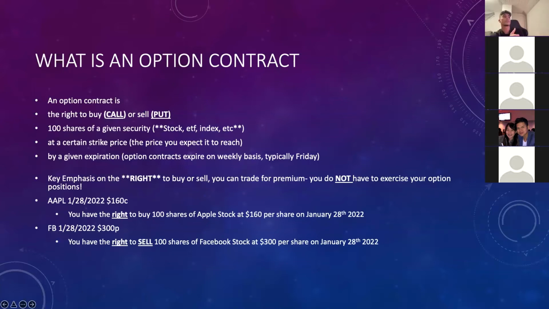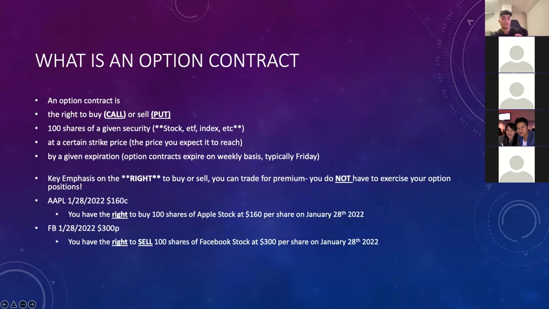Now, you can hold these contracts until expiration and execute them, or exercise, as we say, which basically is buying the 100 shares or selling the 100 shares. But for most options traders, you're not really doing that. As an example, if you were to see an Apple 1-28-2022 160 call, what you have is the right to buy 100 shares of Apple stock at $160 per share on January 28th. Now let's say you were to buy a Facebook put for the same expiration at $300. You have the right to sell 100 shares of Facebook at $300 on January 28th.